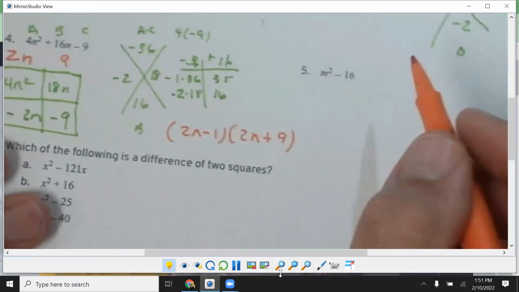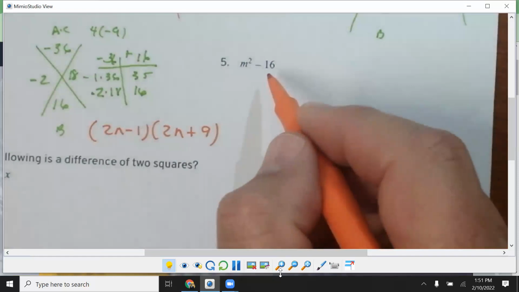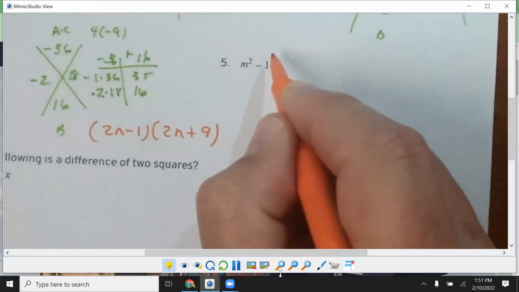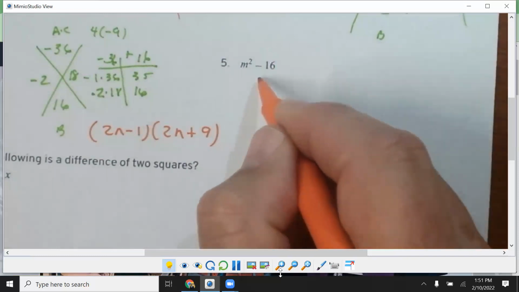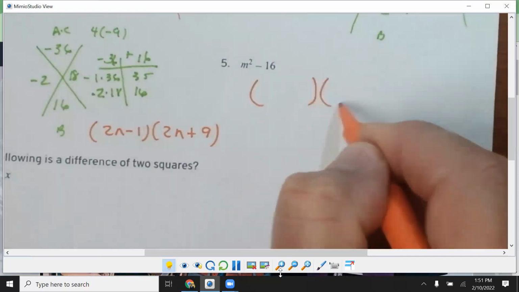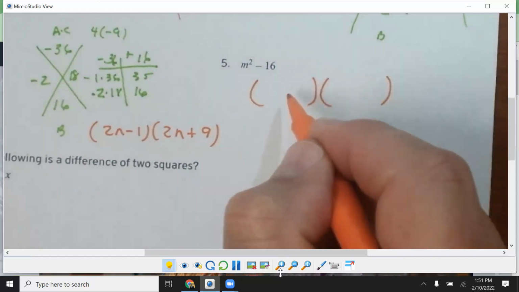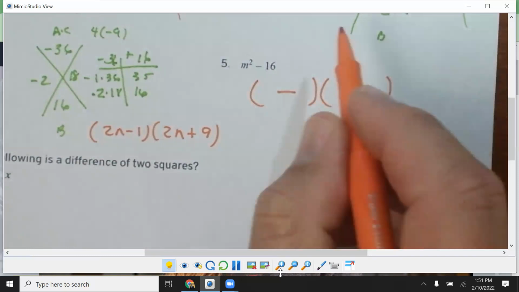All right, so number 5. Number 5 is what we did in our little game in class. So if you notice, there's no middle term. When there's no middle term, that means you're going to have 2 parentheses. Both these parentheses are going to be the exact same thing, except one's going to be a negative and the other's going to be a positive.